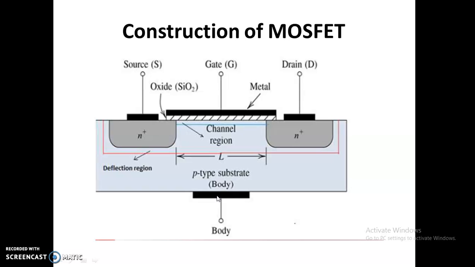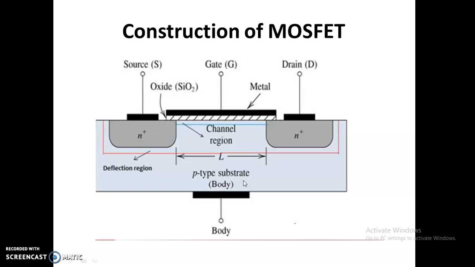A P-type semiconductor material, silicon, is used as the substrate in the given construction. Usually the substrate is internally connected to the source. But sometimes it is taken out as a separate terminal known as SS. SS stands for separate substrate.